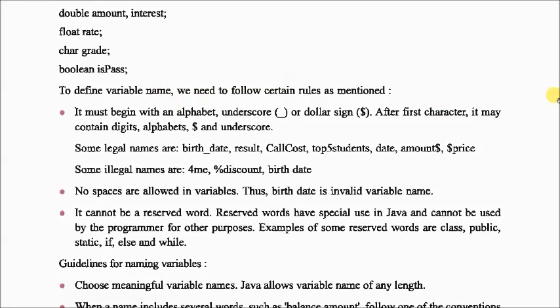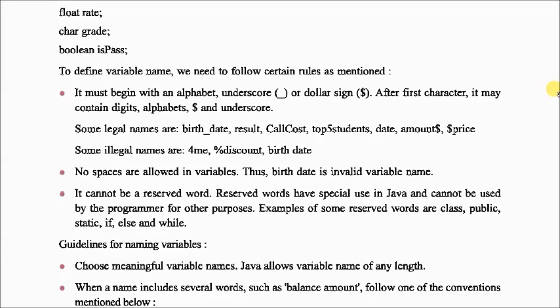To define a variable name, we need to follow certain rules as mentioned. It must begin with an alphabet, underscore or dollar sign. So here you can use only three special characters to give the name of the variable. After the first character, it may contain digits, alphabets, dollar and underscore. Means after the first character, it can contain this type of values.